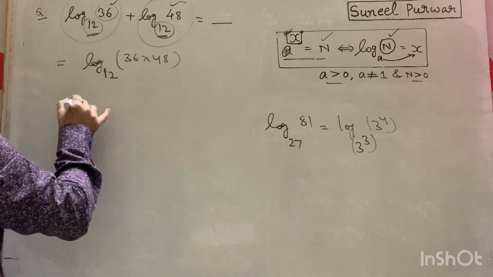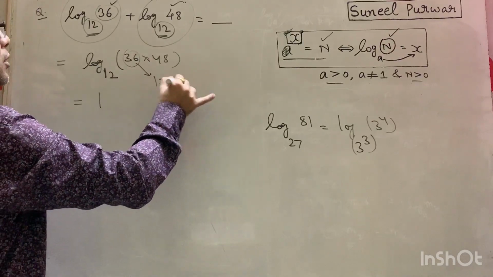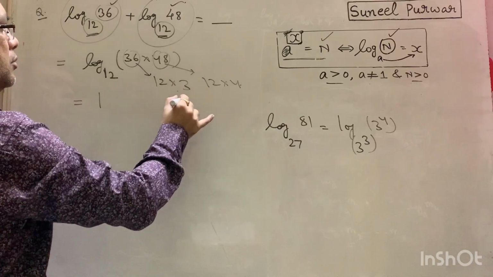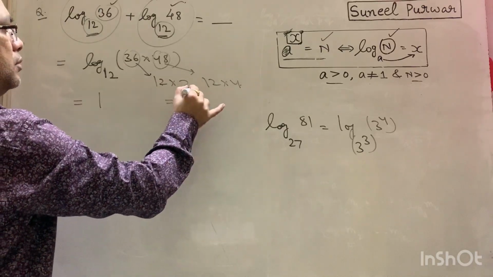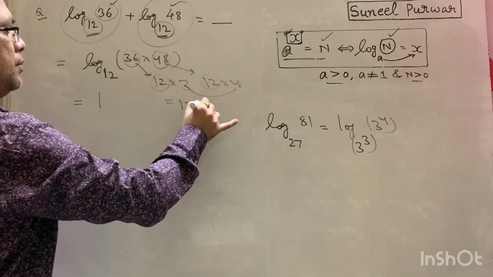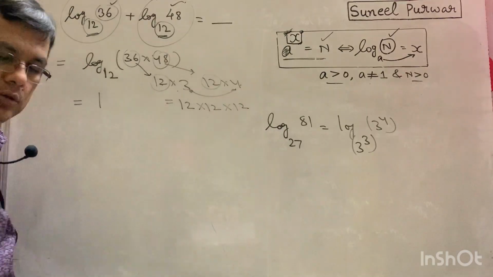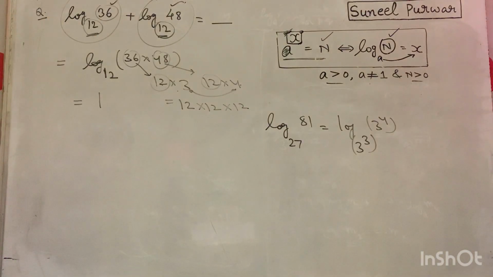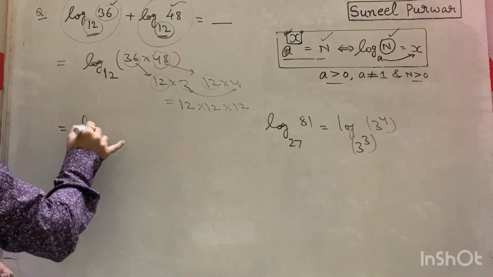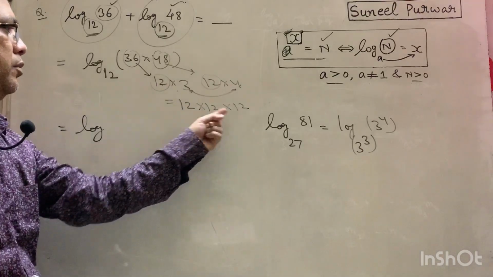Now you see, what is 36? 12 into 3. What is 48? 12 into 4. So this product is nothing but 12. This is 12, this is another 12, and 3 into 4 is one more 12. So that becomes 12 cube. Am I right? So this becomes logarithm of 12 cube. Got that? This product is 12 power 3.